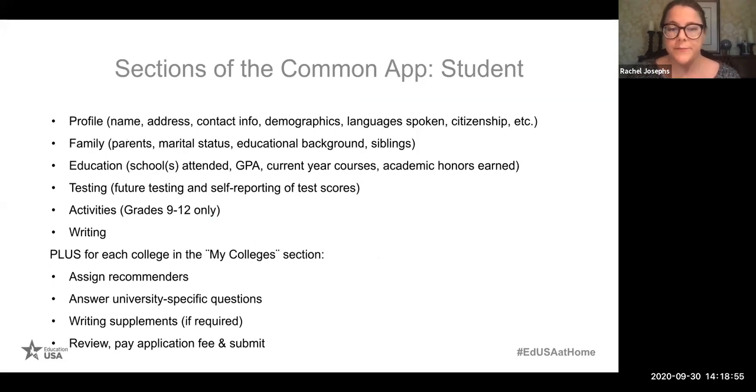So there will be university-specific questions. There are sometimes writing supplements. For each university in their list, they will assign the recommenders that they want to use. Students could ask multiple people to write letters of recommendation and assign them to different universities, although most of the time that's not necessary. They can ask the same one or two teachers to have that sent to all of their colleges. And college by college, they will have the opportunity to review, pay the application fee, and submit the application. So they will be submitting one by one to each of their universities.